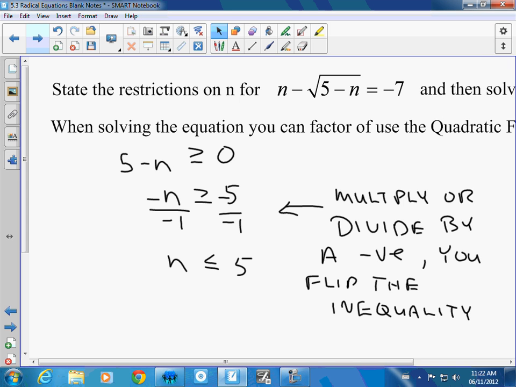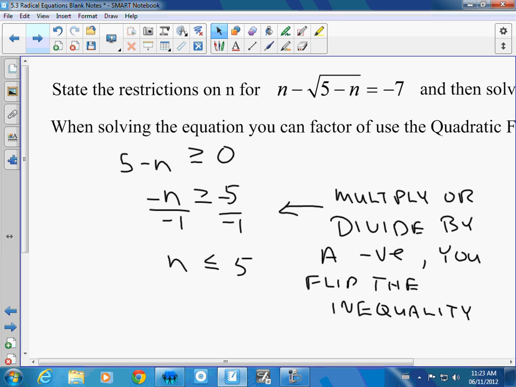n has to be less than or equal to 5. What if it was 5? What's 5 minus 5? 0, square root. Now, 5 minus 4. Does that work? That's still a positive number. Can you take the square root of a positive number? Yes, you can. 5 minus 3. You end up with 2. Can you take the square root of a positive 2? Yes, you can. But what if it was greater than 5? What if that was 6? What's 5 minus 6? Negative 1. Can you take the square root of that? No, not yet. You'll learn this in grade 12. So our restriction is n has to be less than or equal to 5. It's just good to know that.